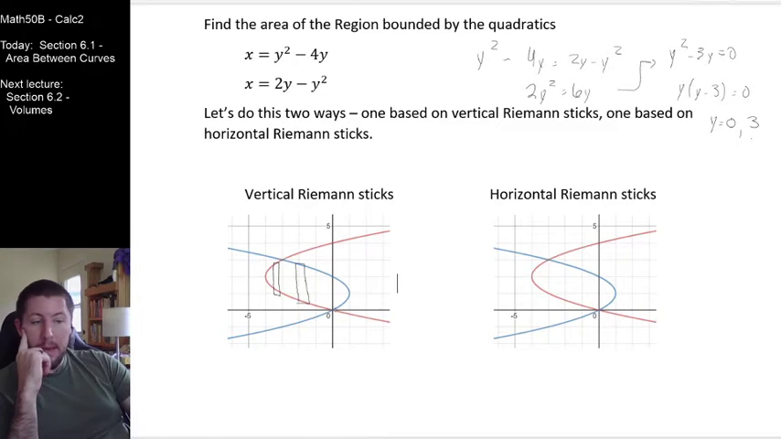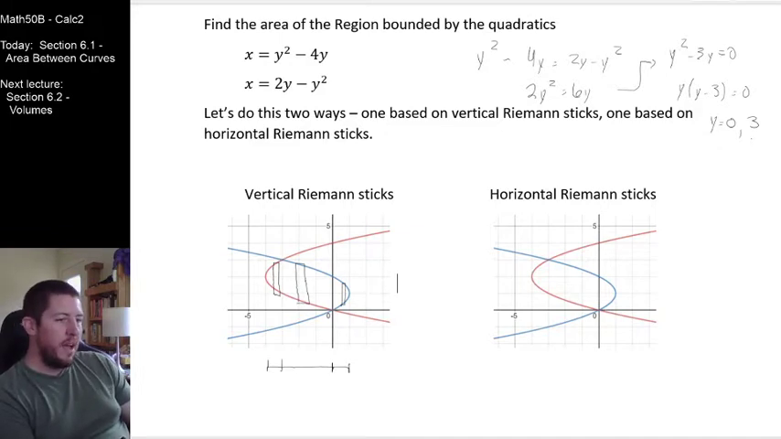And then once we pass through 0 again, it's going to change again, because red is on bottom until we hit 0, and now blue comes to be on bottom right there. So in this case we've got really 3 different regions of interest. This says to me the vertical Riemann stick route doesn't look to be the cleaner of the 2 routes. I've got 3 different chunks that I've got to add up if we use vertical Riemann sticks.